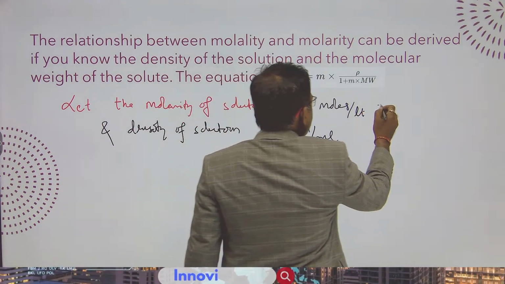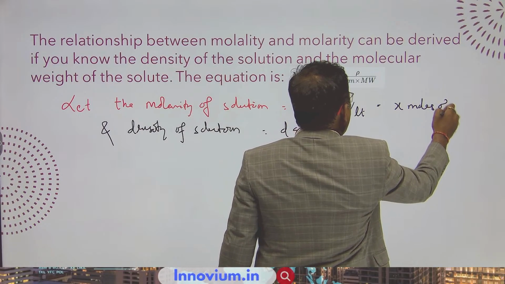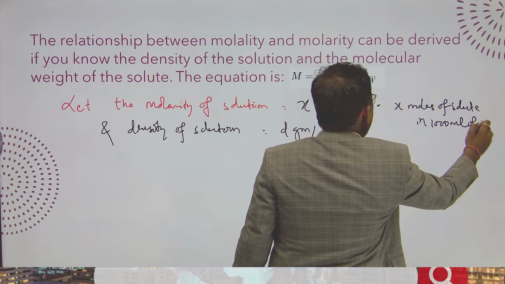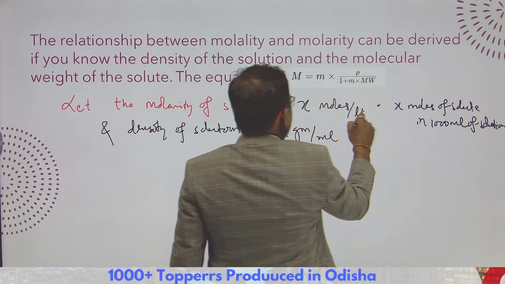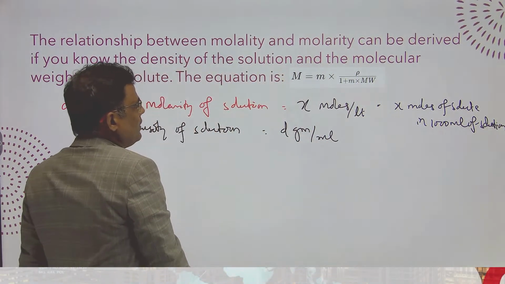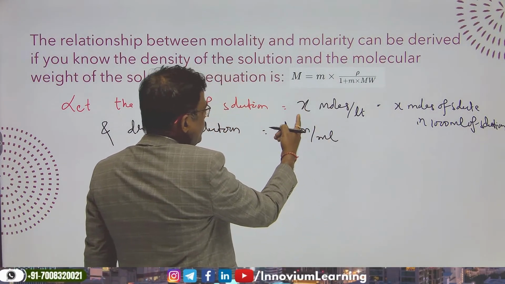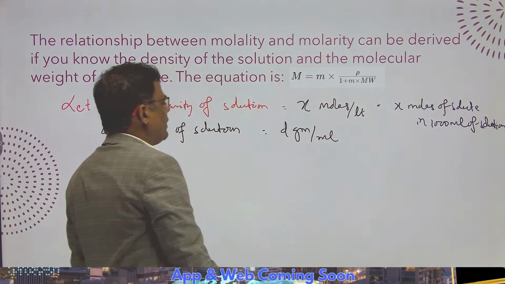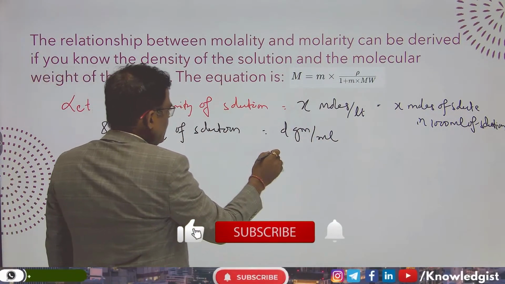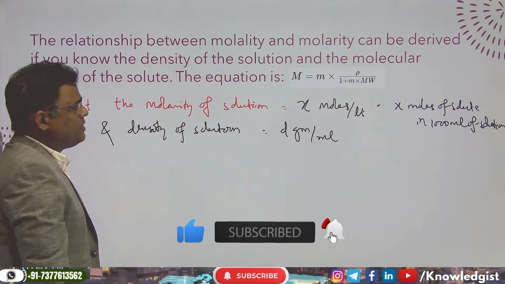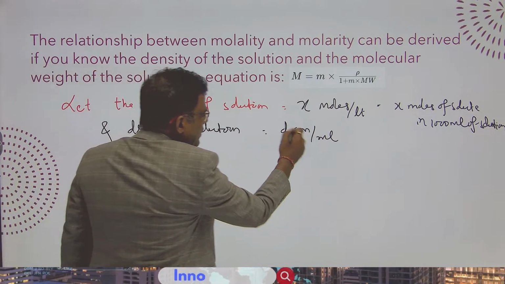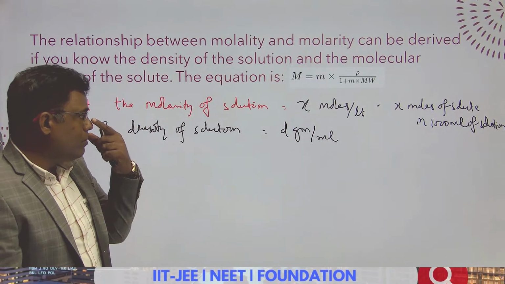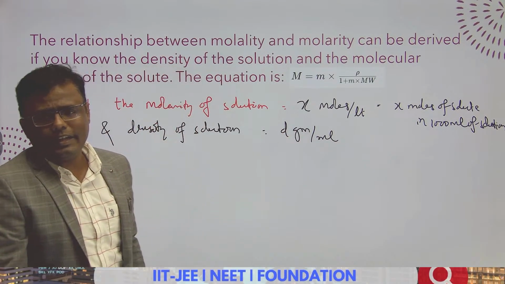So this is simply X moles of solute in 1000 ml of solution, because 1 liter is equal to 1000 ml. Now here you see the density of the solution we have taken as d gram per ml. So what does it mean? It means 1 ml of solution has a mass of d gram, correct?